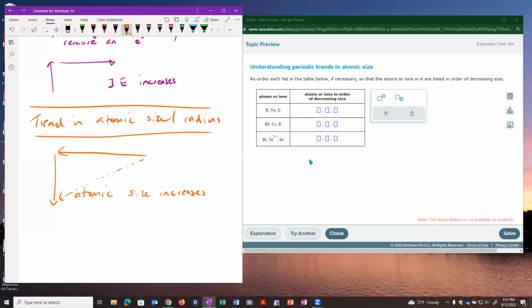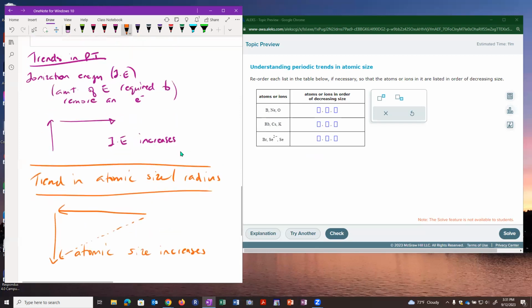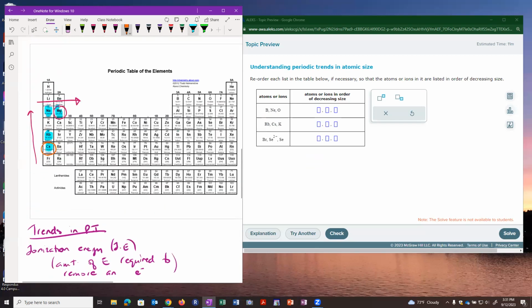So again, if we want to take a look at the elements that are provided, let's look at the first one, B, boron, neon, and oxygen. So we find those, boron, neon, and oxygen, right? So they're all in the same period. And as we go from right to left, the size is going to increase. Okay, so that means then that boron will have the highest, the largest size. Oxygen will be second. Neon we expect to be last.